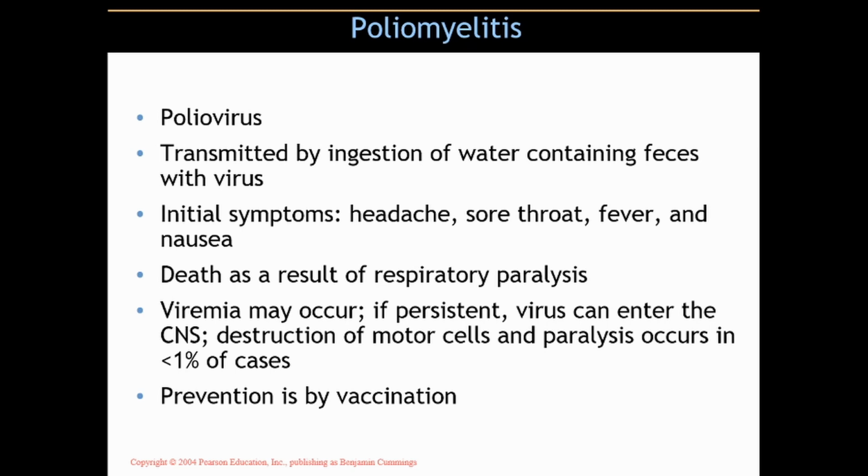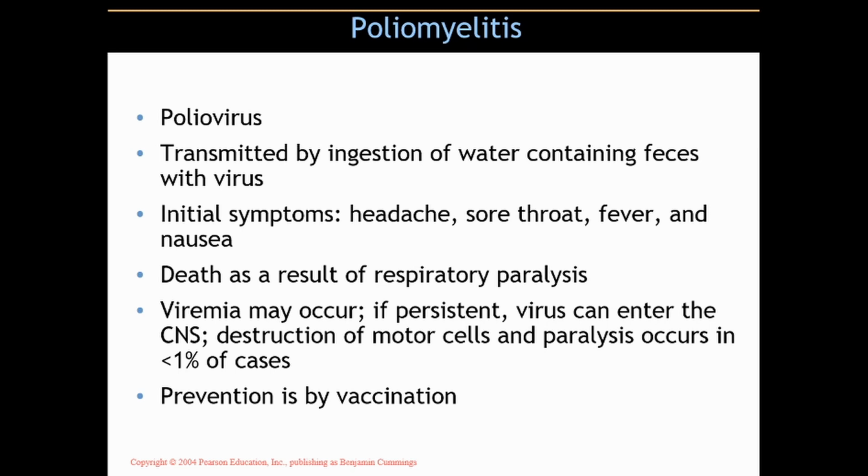Initial symptoms: headaches, sore throat, fever, nausea. So these are all, I'm getting the flu. Nope, it's not the flu. And death as a result of respiratory paralysis. Of course, as you know, with polio it's not just respiratory paralysis, as in the progression of tetanus and botulism, where it starts out, especially tetanus, in the skeletal muscles. Polio, same thing, starts out in the skeletal muscles. The affected individual can't walk, and then eventually it spreads into the respiratory muscles and leads to respiratory paralysis, and the individual can't breathe then.